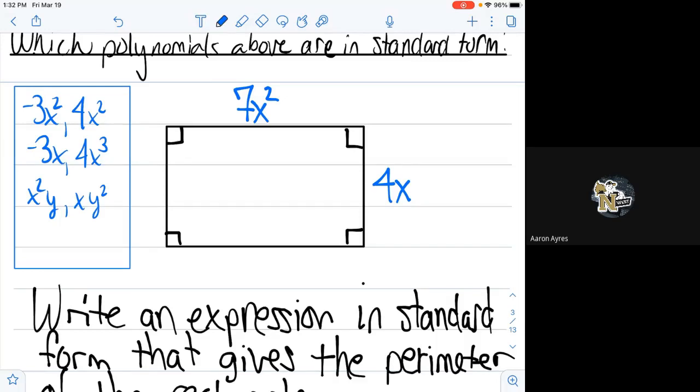Okay. What about this set? What if I had a squared bc to the third and 5a squared bc to the third? Are those like terms? Yes, they are. Everybody see the differences now? Good.